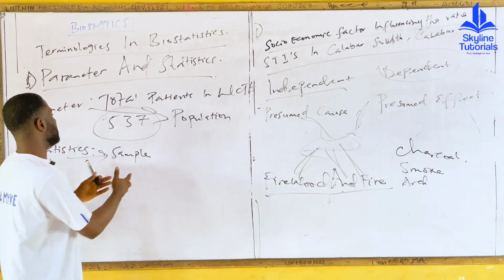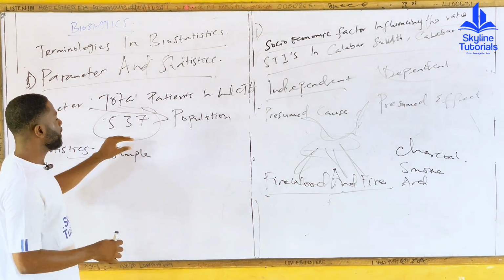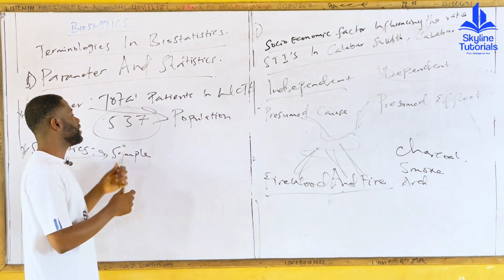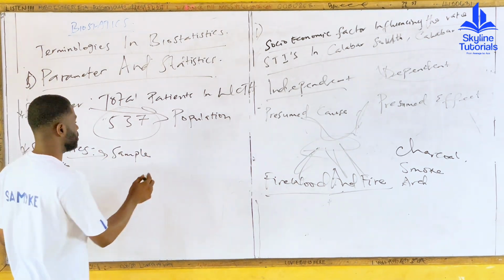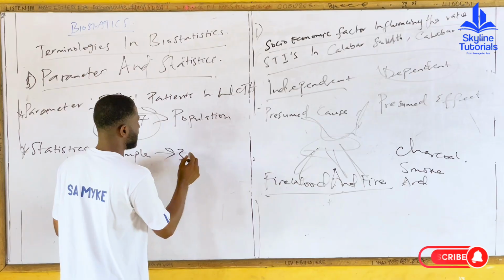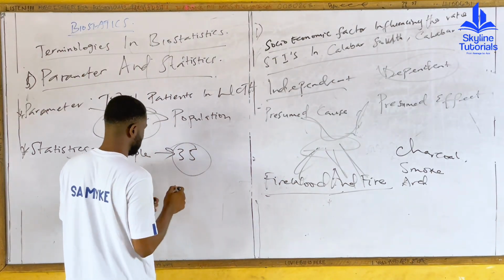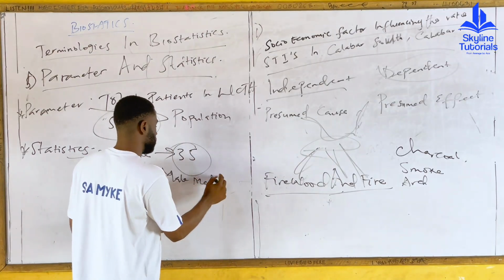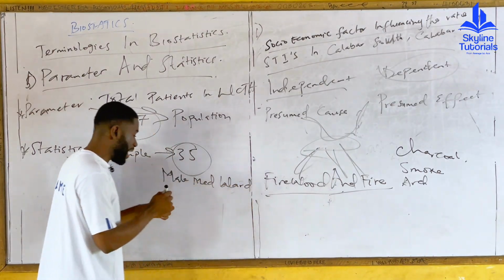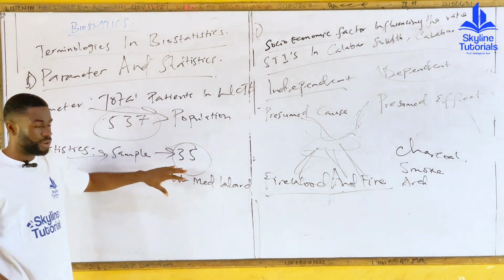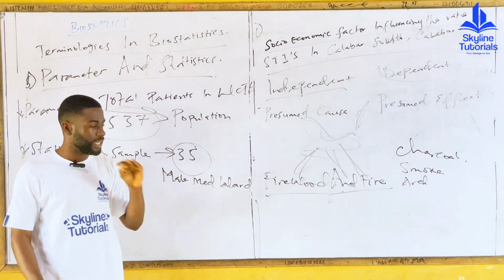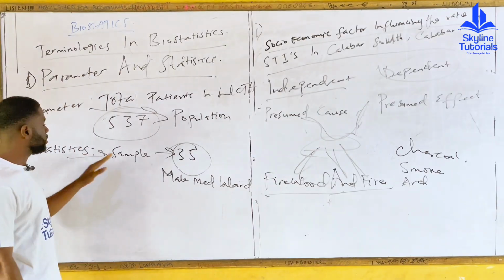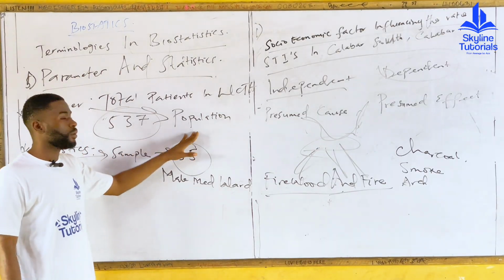Let's say this is my population. Let's say my target audience is patients in a male medical ward, and the total number of patients in the male medical ward in this population is 35. Since I'm concerned about the male medical ward, and I have a total number of 35, it therefore means the statistics in this sample is 35. It is just the numerical value of a sample. Statistics is to sample, parameters is to population.